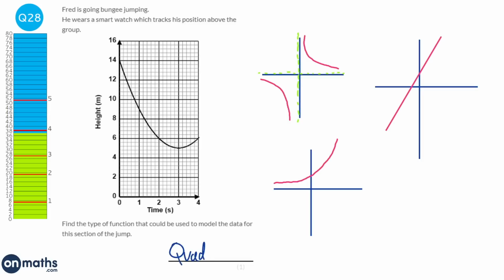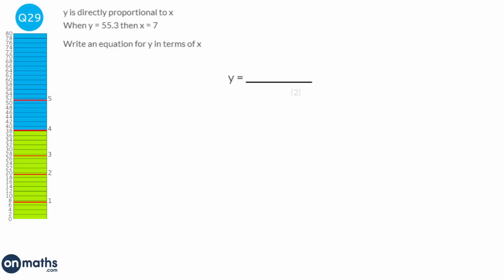So quadratic function. When we say y is directly proportional to x, what we mean is whenever x doubles, y will double. Whenever x halves, y will halve. Now we've got this proportionality sign here. And to make that an equals, all we need to do is introduce a k constant to the right hand side. So it's y equals something times x. Now to find out what that constant is, what we're going to do is feed in the value of y and the value of x that we have.